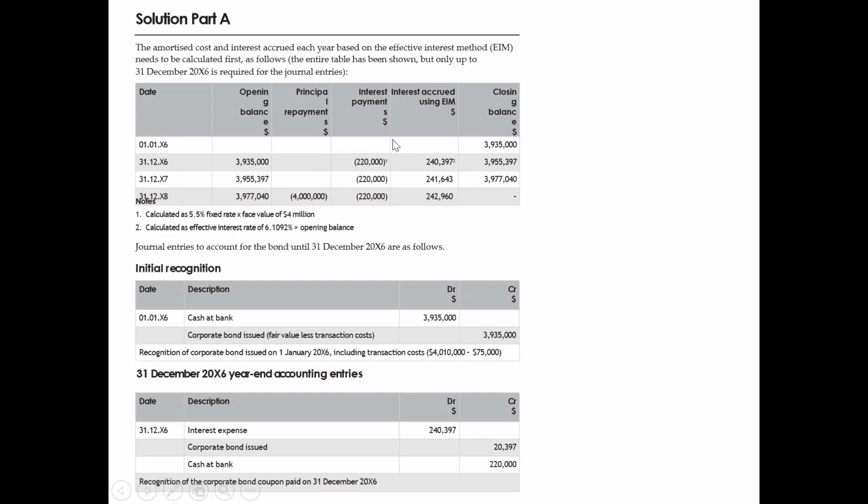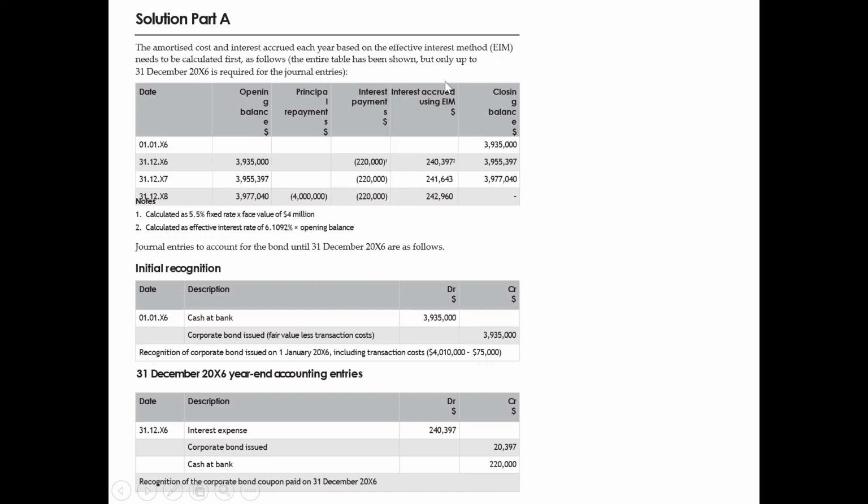The interest payment, which is this $220,000: to calculate it, we use 5.5%, because that's the coupon rate, multiplied by the face value of the bond, which is $4 million. We don't multiply this by 4.1 million. We don't multiply this by 3.935 million. We calculate the interest repayment always based on the face value.